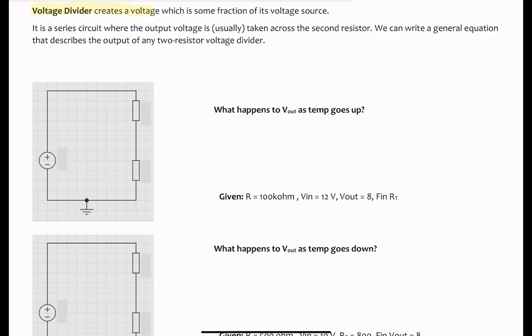A voltage divider creates a voltage which is some fraction of its voltage source. It is a series circuit, with the output voltage usually measured across the second resistor. We can write a general equation that describes the output of any two resistor voltage divider.